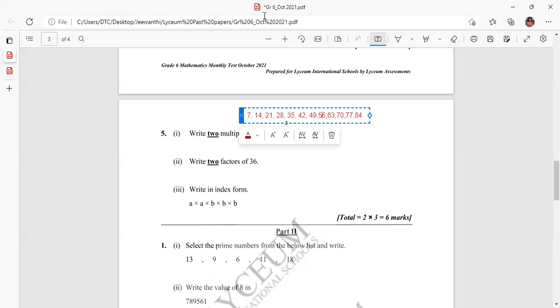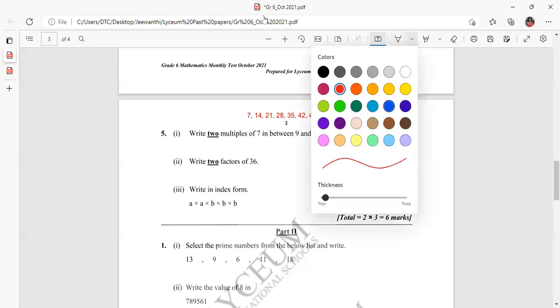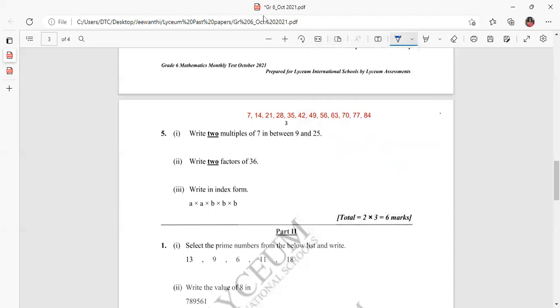Then it's easier for me to find the required value from the list now. I have the list with me, the multiples of 7. So then you want to find 2 multiples of 7 between 9 and 25. How do you find? Between 9 and 25. So children, you want to learn these words. Between 9 and 25. From 9 to 25.